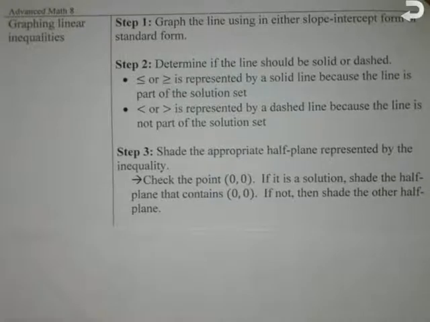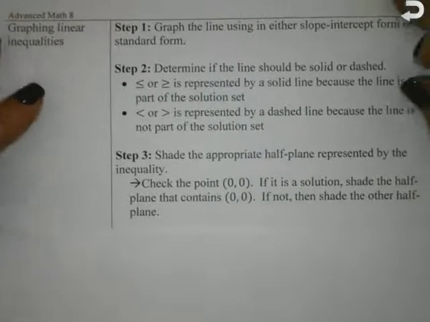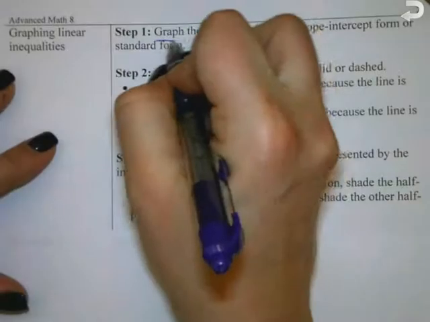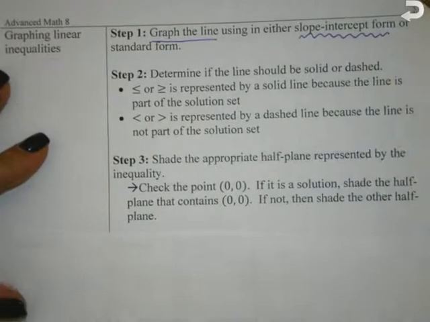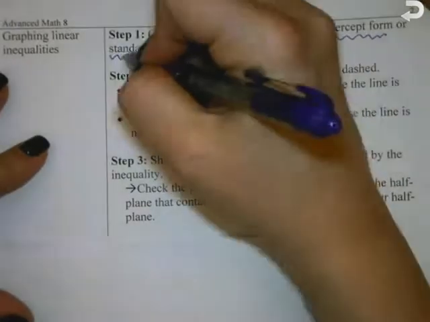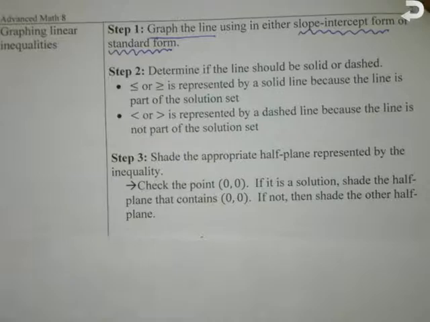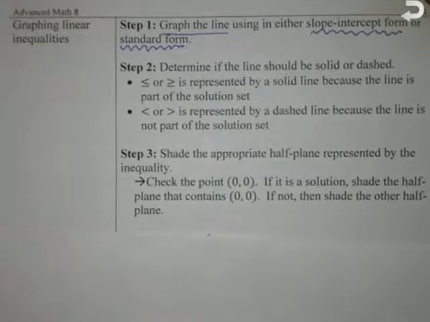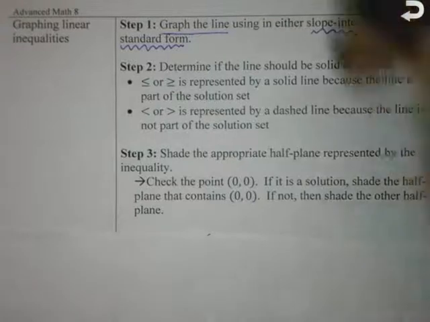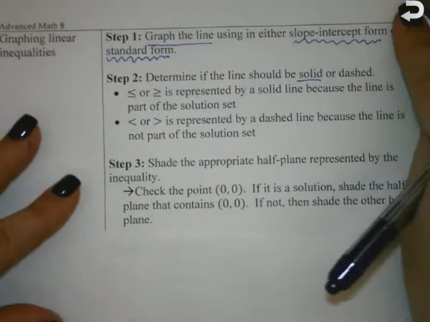So the steps to graphing a linear inequality. First step, you are going to graph the line, just like normal, using either slope-intercept form, which was y equals mx plus b, or standard form, which was x and y on the same side. So whatever form that it's in, you're going to use that method to graph it. And you're going to graph it like normal. The only thing that's different is that we need to determine if the line should be a solid line or a dashed line. And a dashed line looks like this.